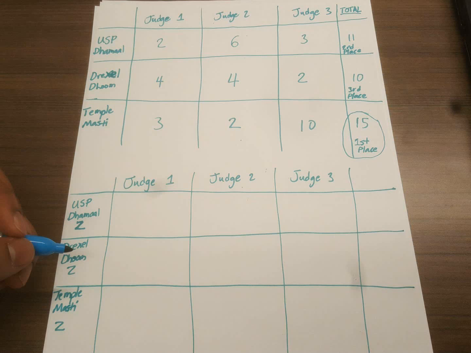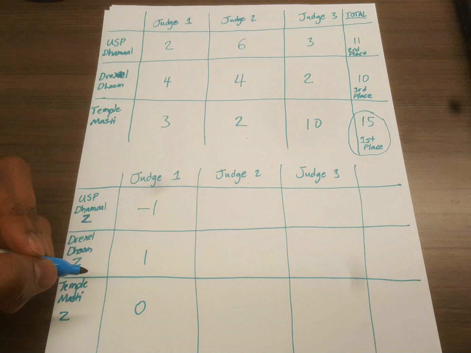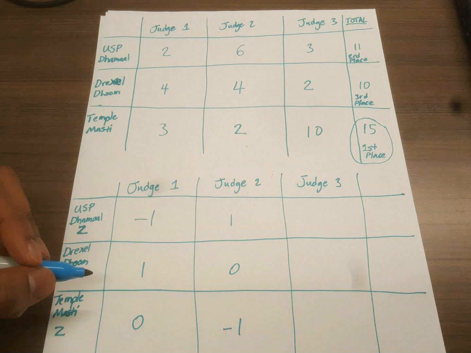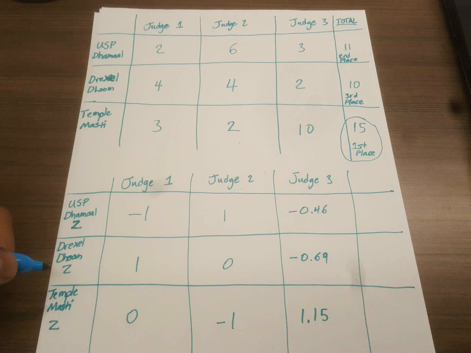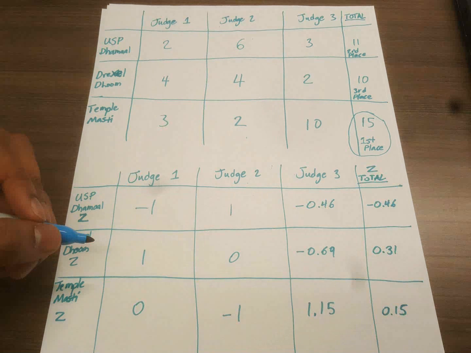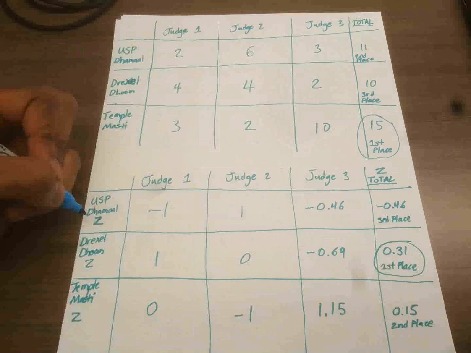But if we normalize and use the z-score system, I'm going to skip the math here, but you'll find that when you apply the formula, we get -1, 1, and 0 for the first judge, 1, 0, and -1 for the second judge, and -0.46, -0.69, and 1.15 for the third judge. So now we add them up, and we find that USP gets -0.46, Drexel gets 0.31, and Temple gets 0.15. And now we see that the placings are totally different, with Drexel in first place.